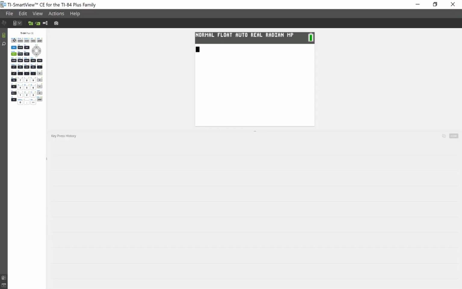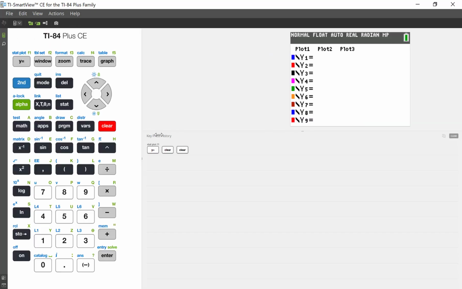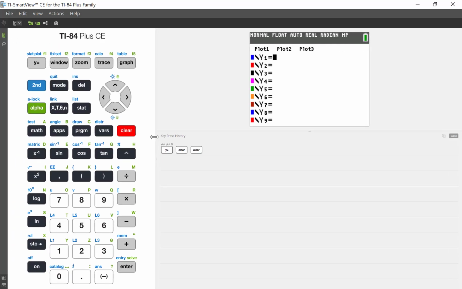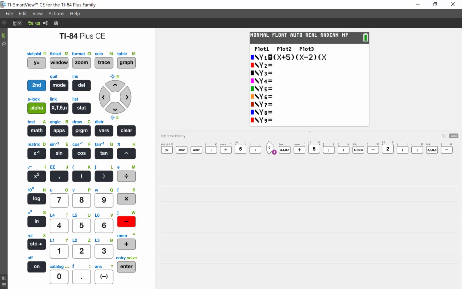So we would go to our y equals, and let me clear this out. For some reason, it's really small. Okay, so I'm going to go ahead and type in each one. I'm going to type in my very first one. I'm going to type in my x plus 5. Close it up. I'm missing an x, aren't I? X plus 5, close it up. Then I have x minus 2. Close it up. Then I have x minus 3. Okay, that's my first one.